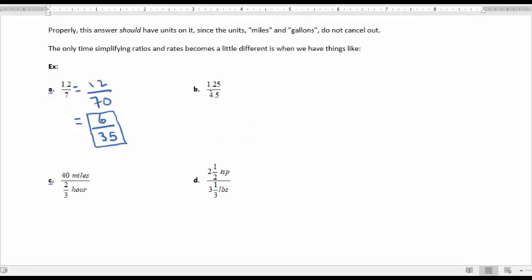And then B is similar, except here you have two decimal places, so you're going to want to multiply by 100. So 1.25 would become 125, and 4.5 would become 450. Since these end in 25 and 50, 25 will go into both of them evenly. 25 will go into 125 5 times, there's 5 quarters in $1.25, and 25 will go into 450 18 times, there's 18 quarters in $4.50. So it's a 5 to 18 ratio.